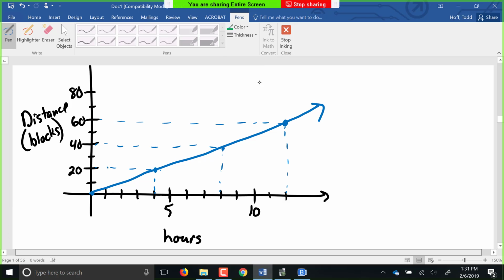Now here we're looking at, when we're dealing with real life data, often the axes on our graph are not just one unit per marking on the graph. You can see on the bottom here, each marking is just 1 hour, but going up the side, each marking is how much? 10 blocks. Good. What's the slope of this line?